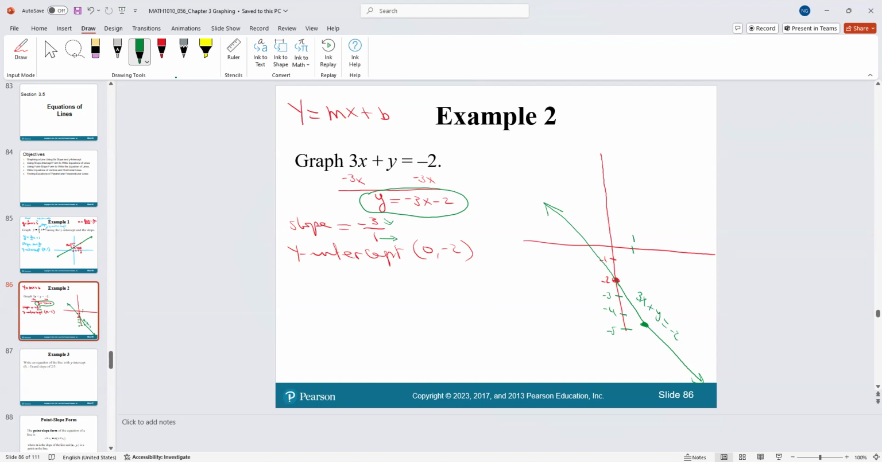So the y-intercept is (0, -2). The slope is -3, which means we move down 3 units and go right 1 unit to find another point on the line. So it's very important to remember that. Then we graph. That's extremely important.